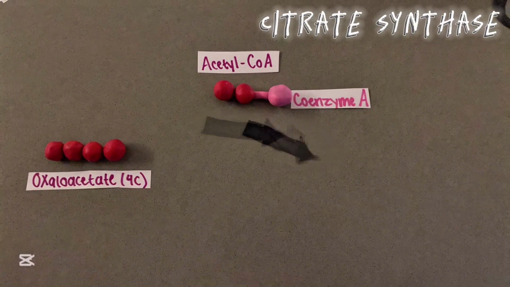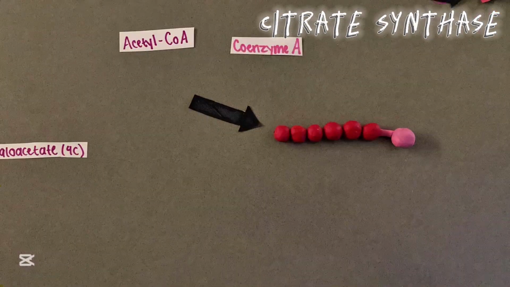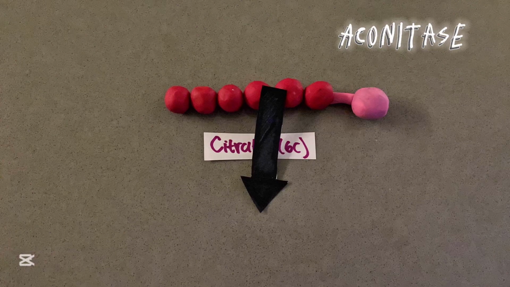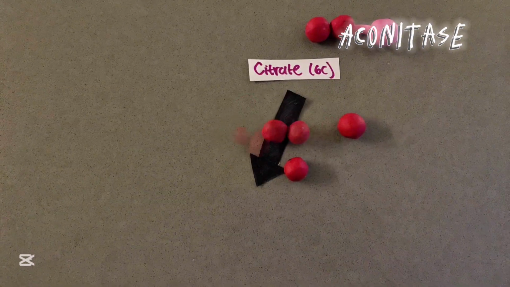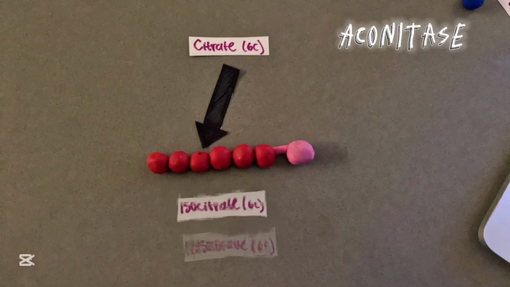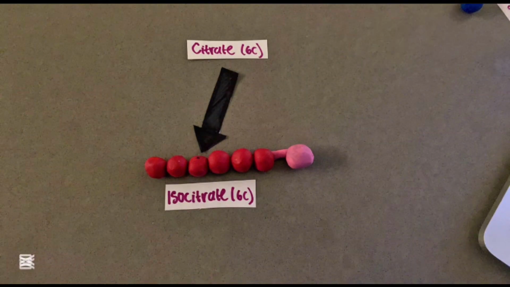Acetyl-CoA, a 2-carbon molecule, combines with oxaloacetate, a 4-carbon, to form citrate. This is a condensation reaction, catalyzed by the enzyme citrate synthase. Citrate is then rearranged to form isocitrate, a 6-carbon, through the enzyme aconitase. This is classified as an isomerization reaction.